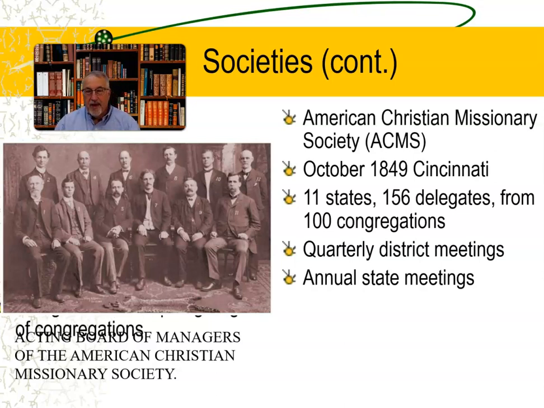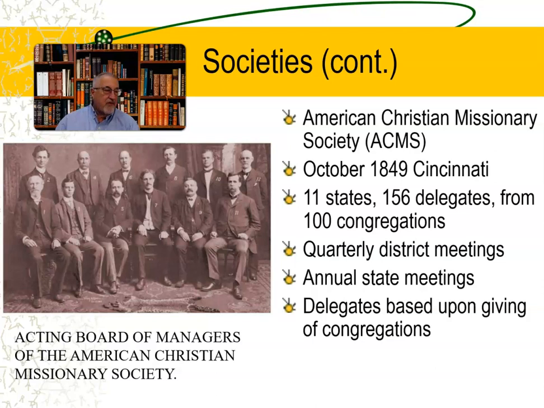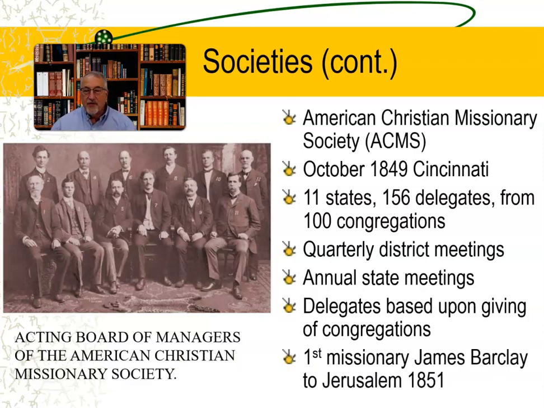The delegates were based upon the giving of the congregation. If a congregation made donation to the organization, then they could send a delegate to sort of oversee what happened to the money. Now, this organization sends out its first missionary. They actually sent out a missionary. The very first one is named James Barclay. James Barclay is sent to Jerusalem in 1851. It may seem like a strange place to start. Why Jerusalem?